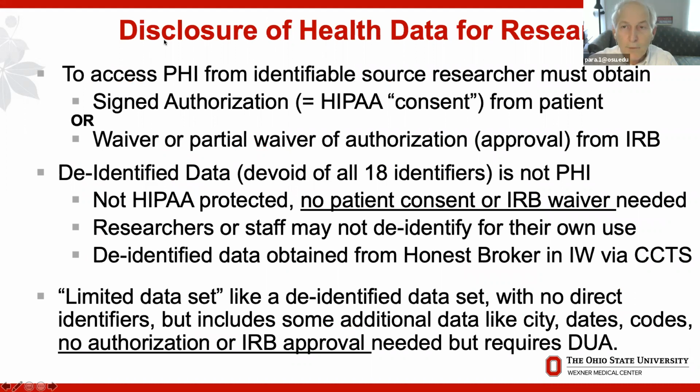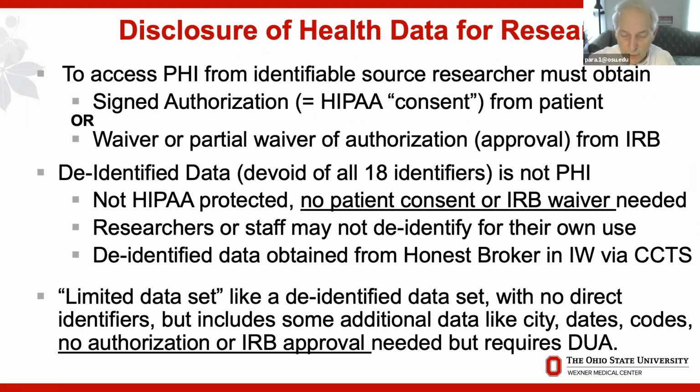So how do we get health data for research? There's two ways. One, the patient, as I mentioned earlier, signs an authorization, or again, it would be considered a HIPAA consent, saying that I give you my information. And two, as I pointed out a minute ago, there's a waiver. The IRB approves a waiver. They're divided into full and partial waivers, that we'll discuss momentarily, of the need for a signed consent from the patient. Now, one can also get PHI or health information that's de-identified.